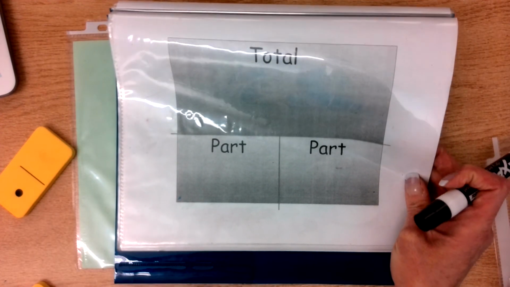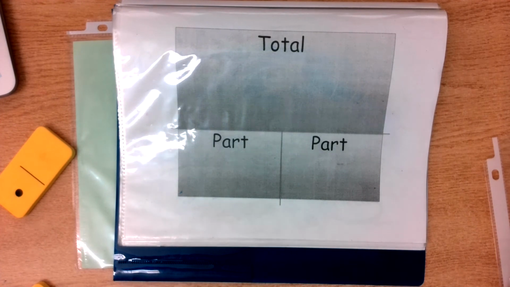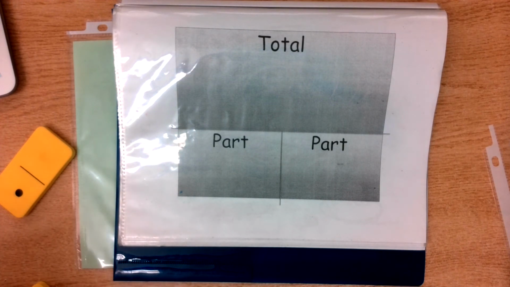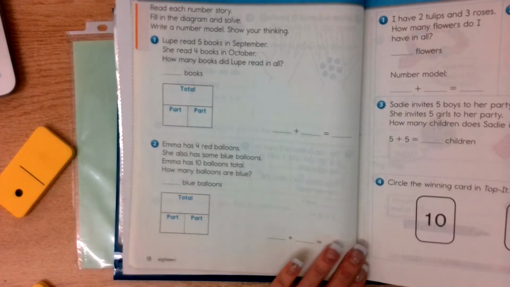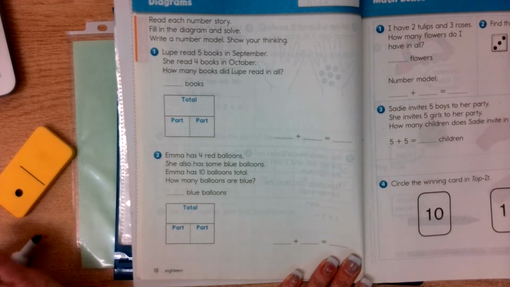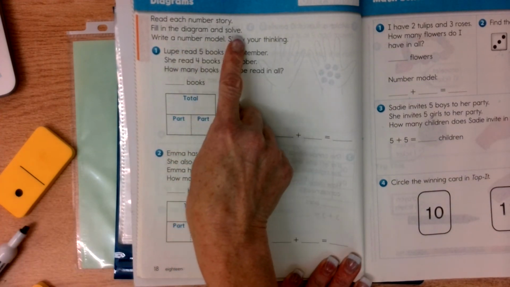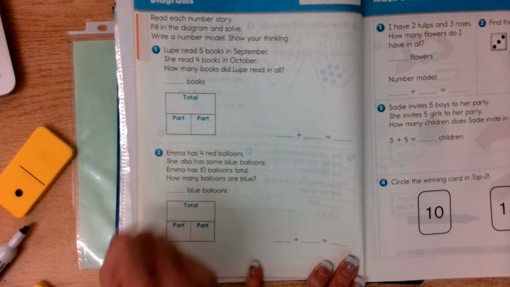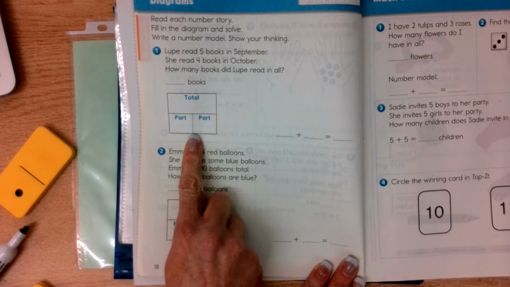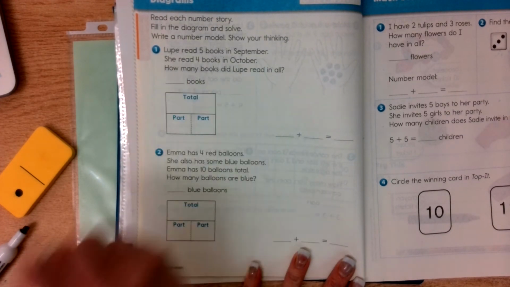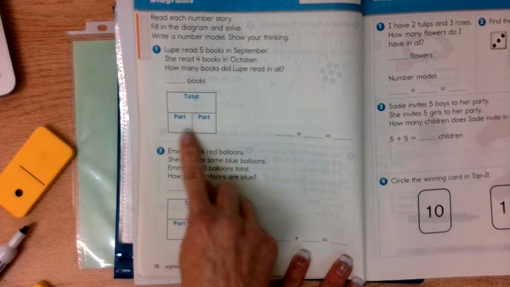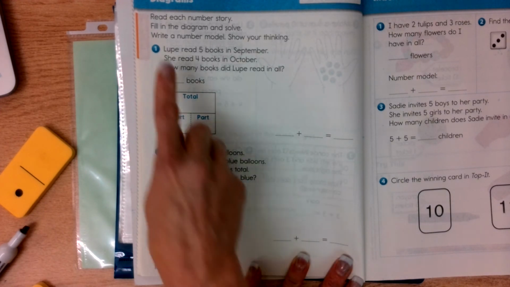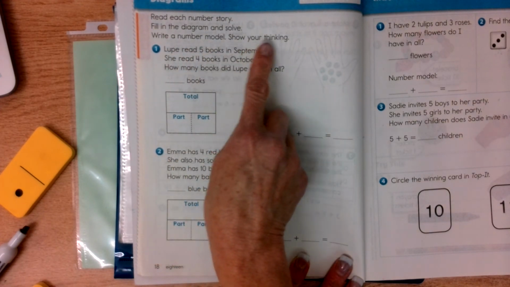All right. So in your workbooks, you have page 18. And this is working with parts total. There it is. Read each number story, fill in the diagram, and solve. So you have to use this chart. When it tells you to fill in the diagram and solve, it wants you to use what it has here for you. So I'll read you the question. You fill this in. You have to put the answer here. Then you have to do a number model. Okay, so it's right here. Write a number model. Show your thinking.